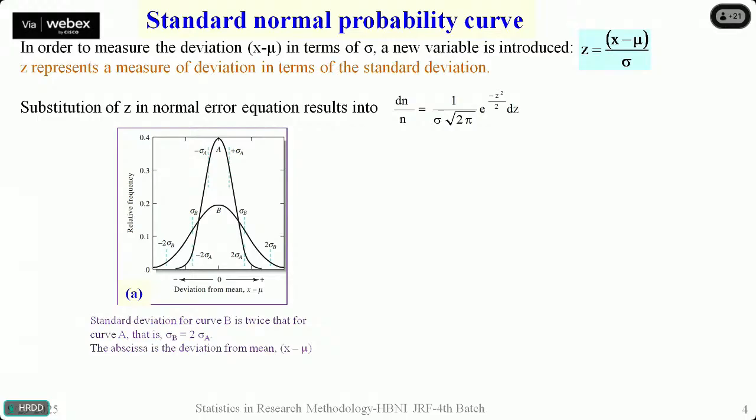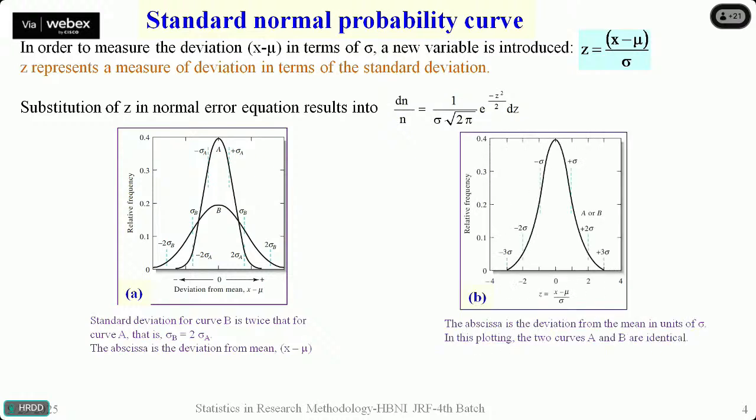If you want to normalize them, what do you do? We make the base the same. If you divide by the standard deviation of the population, sigma, then you get the value x minus mu by sigma, which we call the z parameter. It is called the standard normal parameter. The terminology is like that.